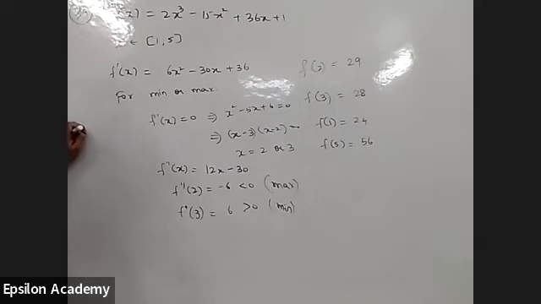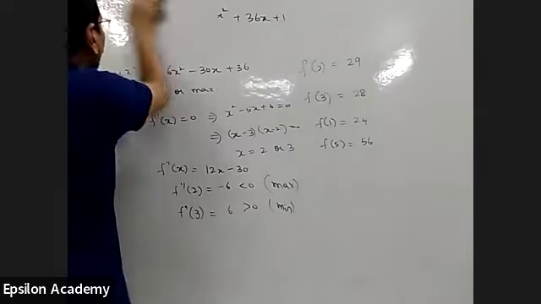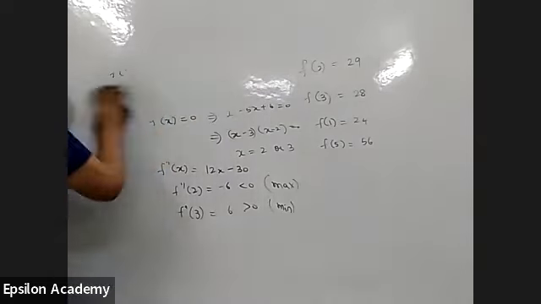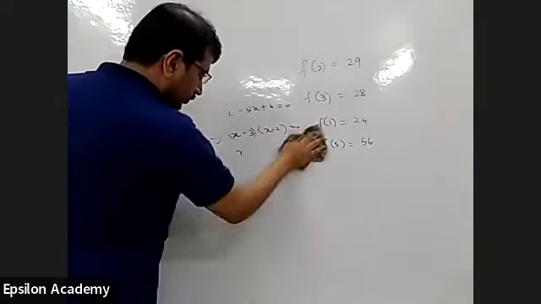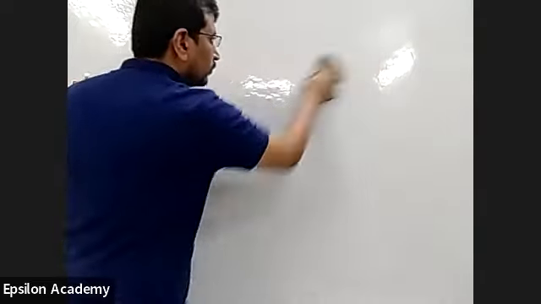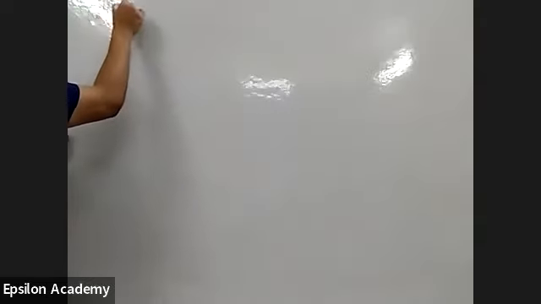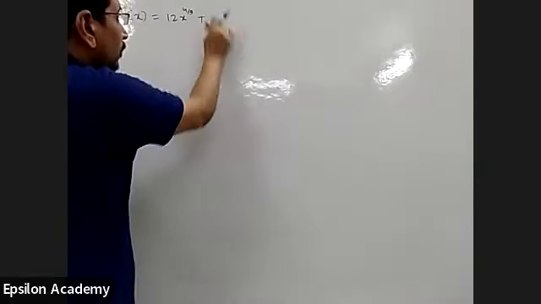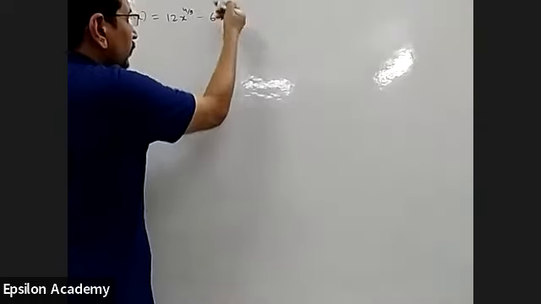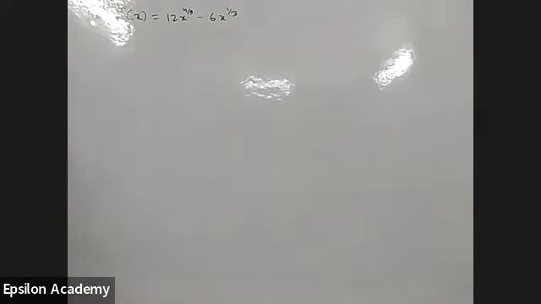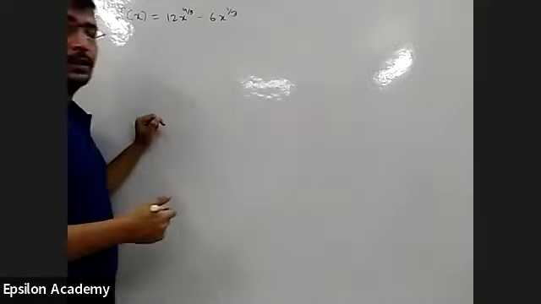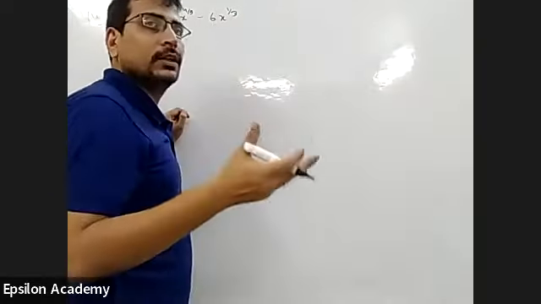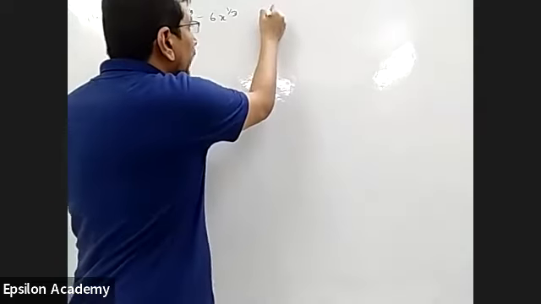F of x is equal to 12x power 4 by 3 minus 6x power 1 by 3. Correct. What are we supposed to do? The interval is minus 1 to 1, with both ends included.